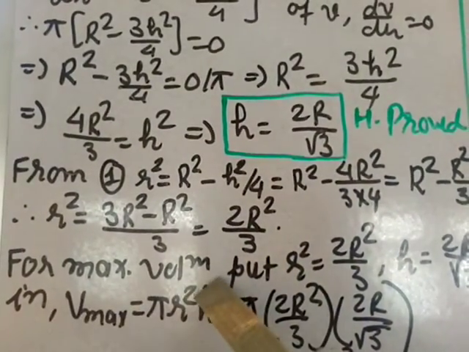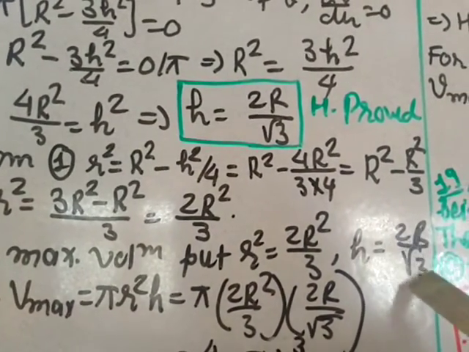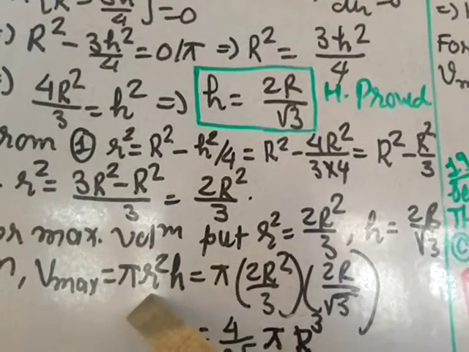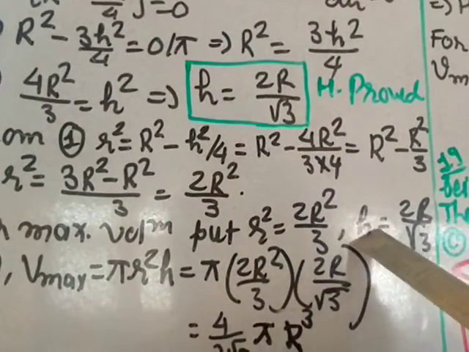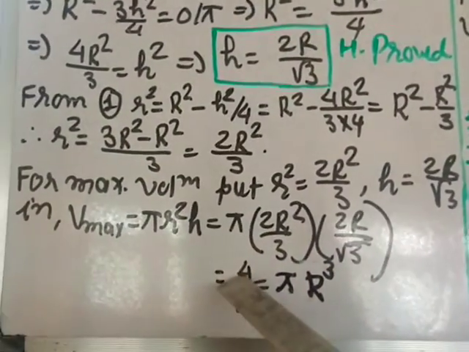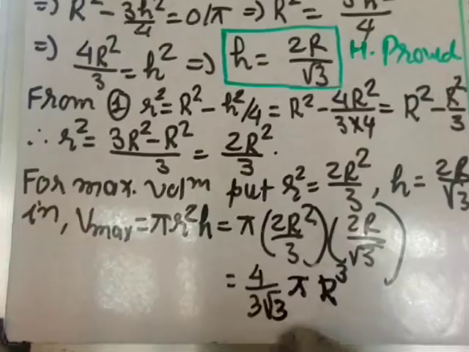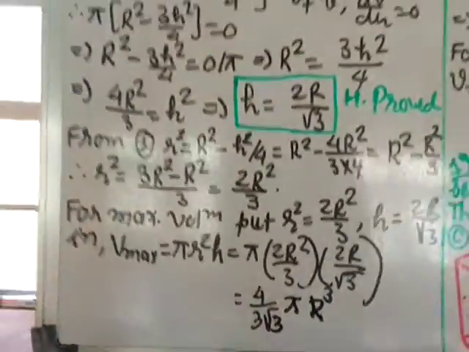For maximum volume, put r square equal to 2R square by 3 and h equal to 2R by root 3 in V max, which is equal to pi r square h. Pi into r square value, this 2R square by 3, and h value is this 2R by root 3. Multiply 2 into 2, you get 4, and 3 into root 3, 3 root 3, and pi here, R square into R is R cube. So that is the V maximum. So we have proved both the parts.